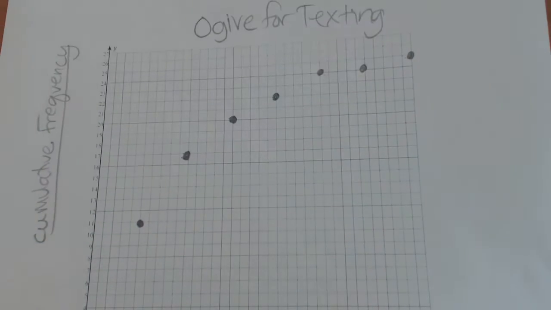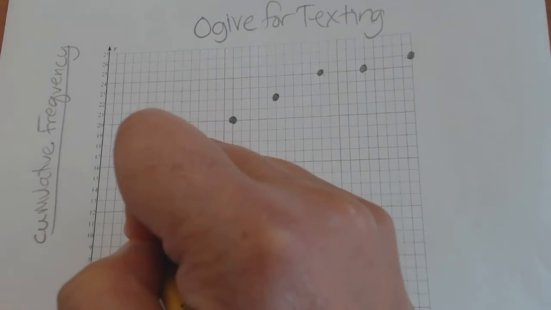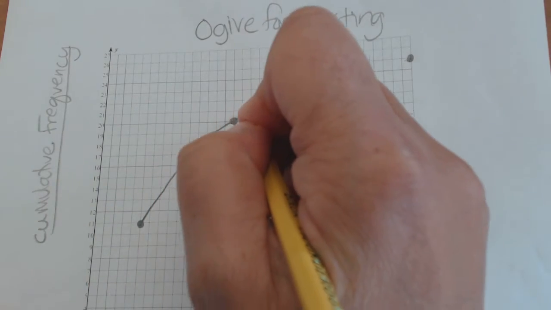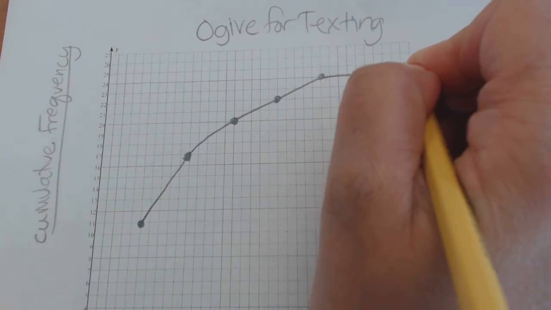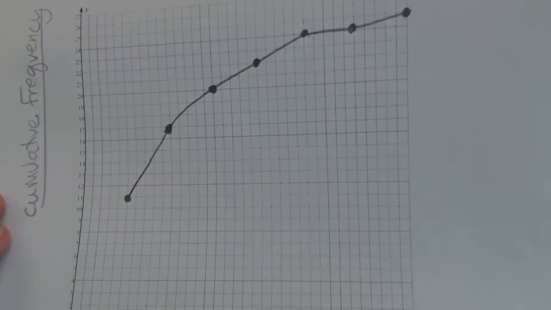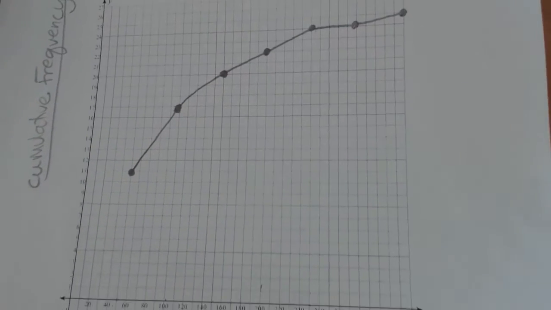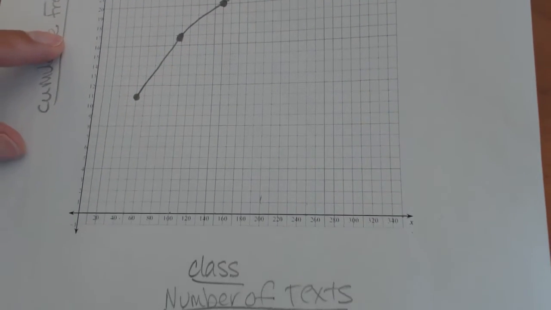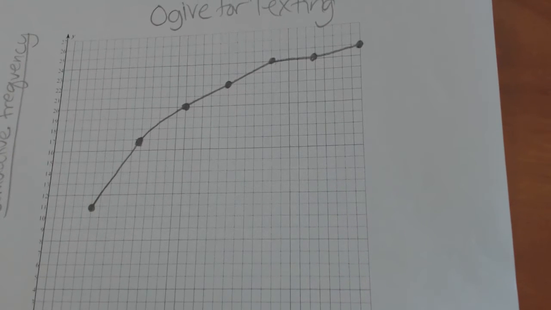And, woohoo, that looks really pretty. We're just going to connect it with a smooth curve. And there we go. This is the ogive for texting based upon our cumulative frequency and our class, which is the number of texts. What this helps us to do is to find our percentiles.